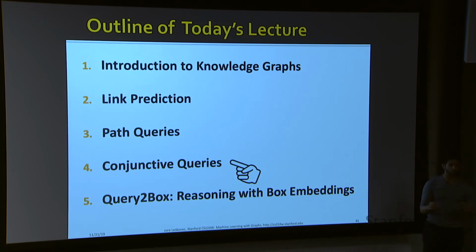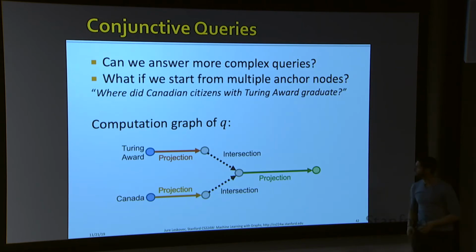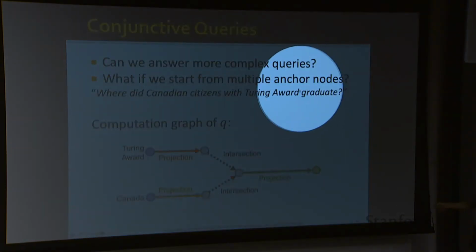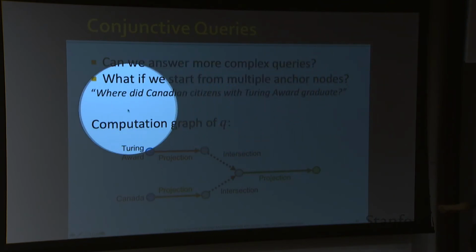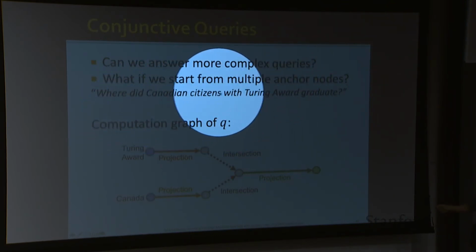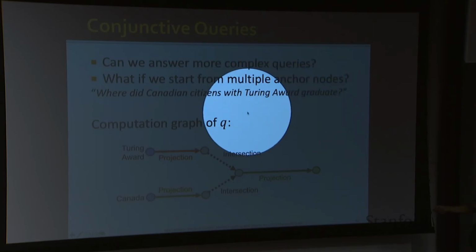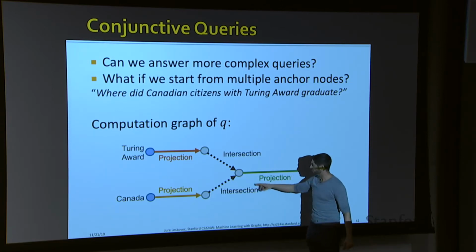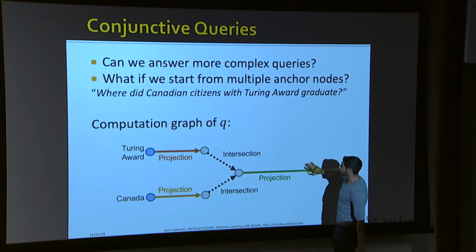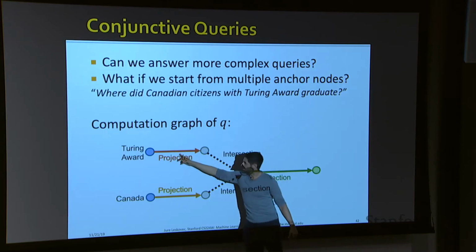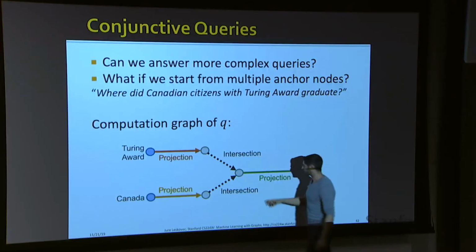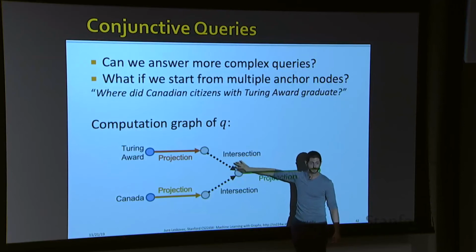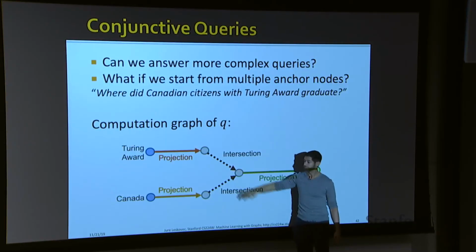Now, let's move to a more complicated class of queries, which are conjunctive queries. The example now is the following: not only people who won the Turing Award, we want to know where did Canadian citizens with Turing Award graduate. So not only are we going to have people that are Canadian citizens, but we also want them to have won the Turing Award, and as you can imagine, there will be an intersection here at a certain step.